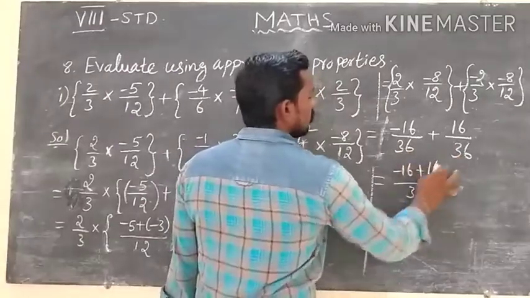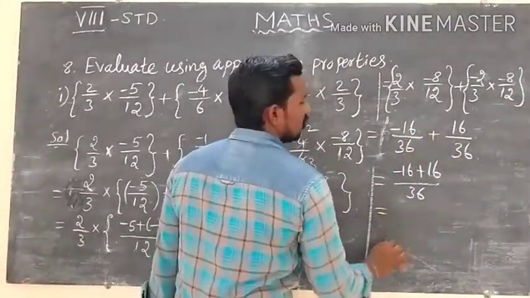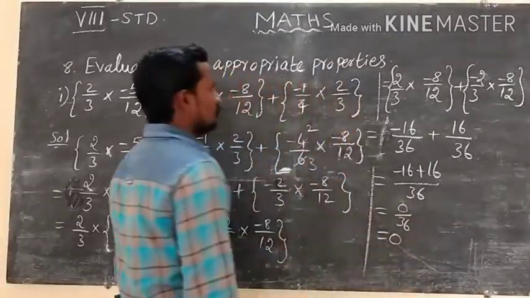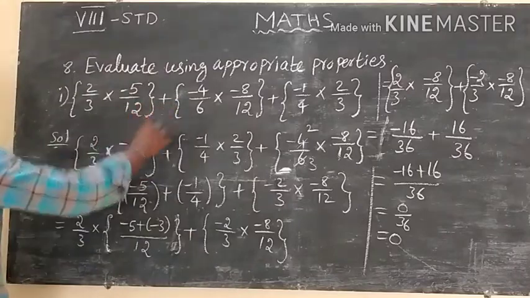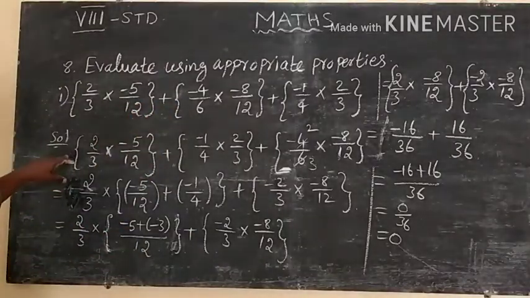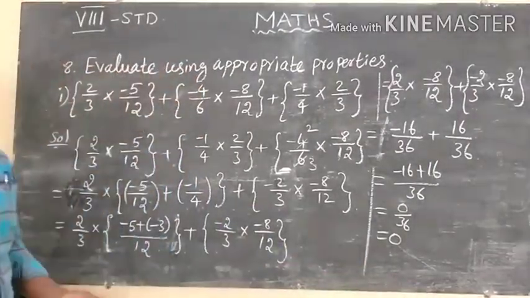As a like fraction, then operate only on the numerator. So minus 16 plus 16 is 0. 0 by 36 is equal to 0. Therefore, the given question is equal to 0, using the distributive property over addition. Okay, this is your answer. Have you understood the answer?